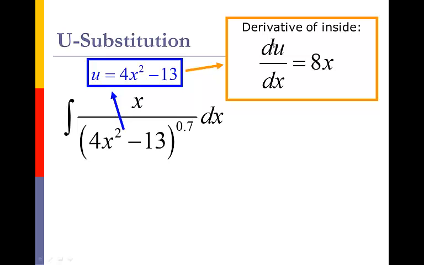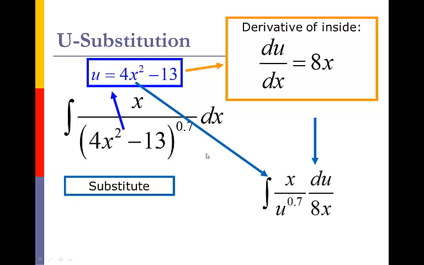Okay, and so then basically I'm going to rewrite this. I'm going to bring the 8x down here and the dx up there, and we're going to do a substitution. So here's what we're doing. We're going to replace the inside piece in that parentheses with a u. So that's why we've got u to the 0.7. We took that whole parentheses and substituted it and said, get rid of all that junk, all that 4x squared minus 13. It's too overwhelming. I'm going to make it a u.